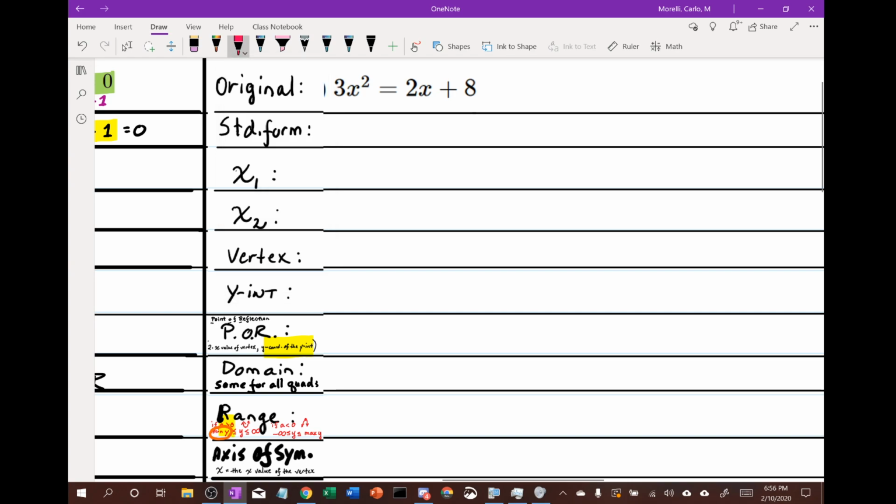All right. So 3x squared equals 2x plus 8. We don't have this in standard form, so we need to subtract 2x and 8 from both sides. So we'll do minus 2x minus 8. That cancels out the right side.